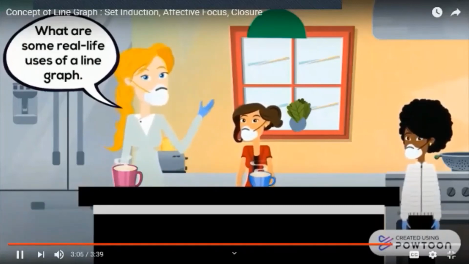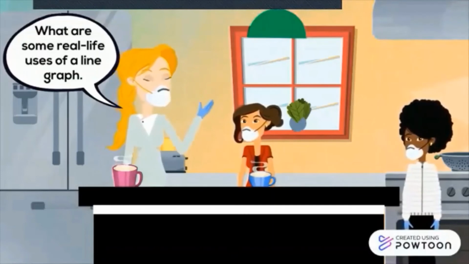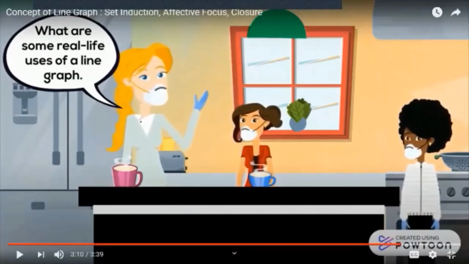What are some real-life uses of a line graph? Tracking changes over time. Yes, very good. We can track changes over time. That's one. The COVID cases rising. Why was knowing the COVID cases important to have on a line graph? Because it shows how it increases, then it decreases, then it increases again.